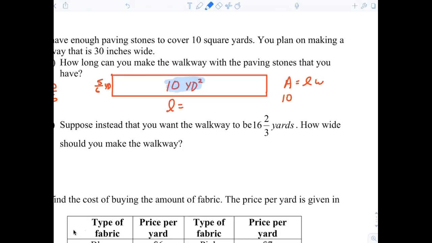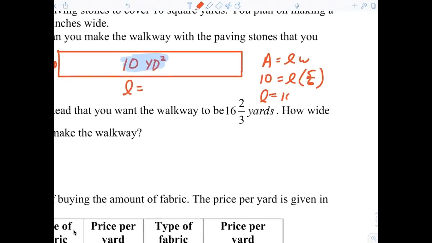The area is 10. Then they give you a length of something we don't know, so that's unknown. And then my width is what? 5/6. So how do I figure out now how long my sidewalk will be? 10 divided by 5/6. Very good. Excellent work. So your length is equal to 10 divided by 5/6, and that's going to be how much? 12. So the length is 12 what, though? Yards. 12 yards.